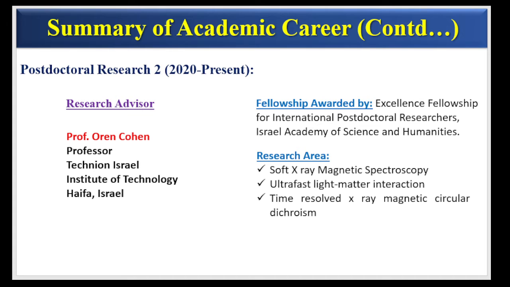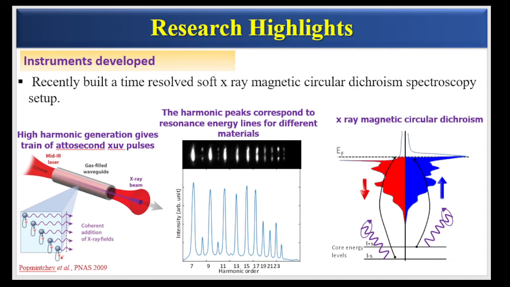Presently, I am working in Technion, Israel, in the group of Professor Oren Cohen. My fellowship is awarded by the prestigious Excellence Fellowship for International Postdoctoral Researchers given by Israel Academy of Science and Humanities. My present research area belongs to soft X-ray spectroscopy. In particular, it is time-resolved X-ray magnetic circular dichroism spectroscopy. Here, the soft X-rays are generated from infrared laser beam using high harmonic generation process.